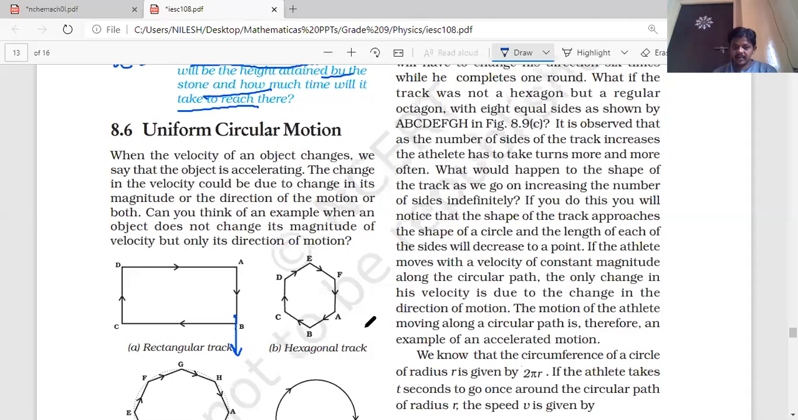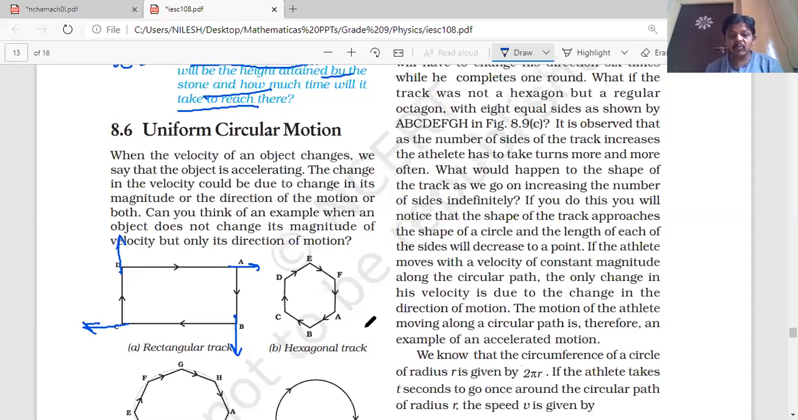Then I came over here. At point C, I changed, so I went upwards. If I wouldn't have changed, what would I have done? Gone in the same straight line. Yes or no? Yes. Same thing would have happened over here if I wouldn't have changed. Same thing would happen over here if I wouldn't have changed.